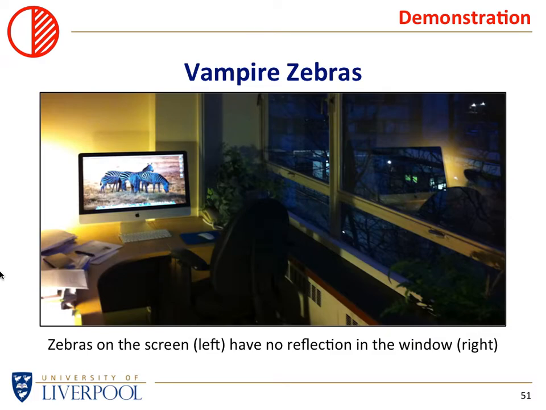Another interesting property of polarization is here. This is a picture of my office a few years ago, where I've got some zebras on the computer monitor there. And reflected in the window is the computer monitor, but no zebras. Zebras don't have reflections. I don't know if you knew that. So obviously, zebras are vampires. This is pretty obvious. And again, I'm a vampire here, and I invite you to come and look at the property of disappearing reflections from vampires.